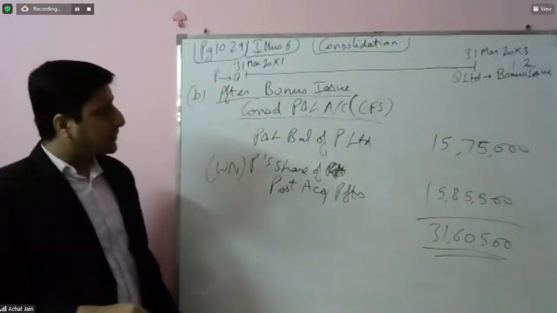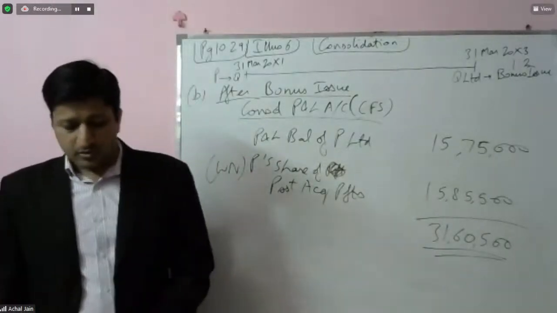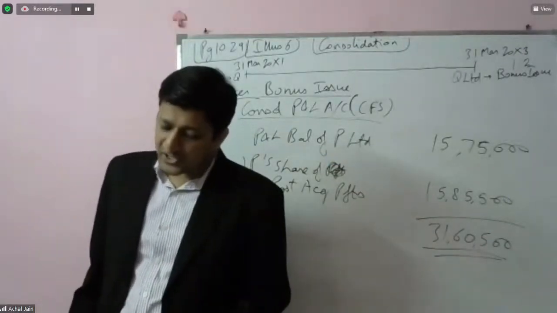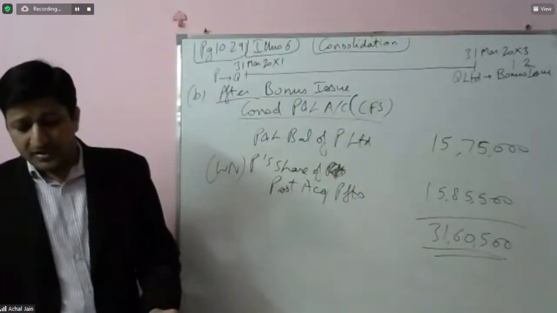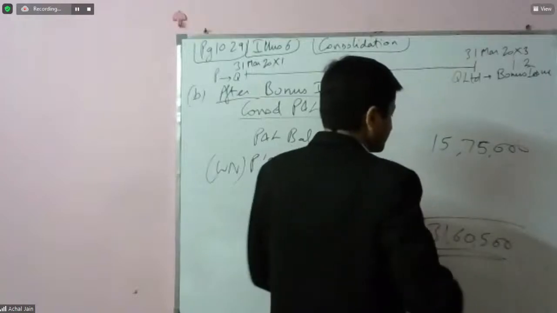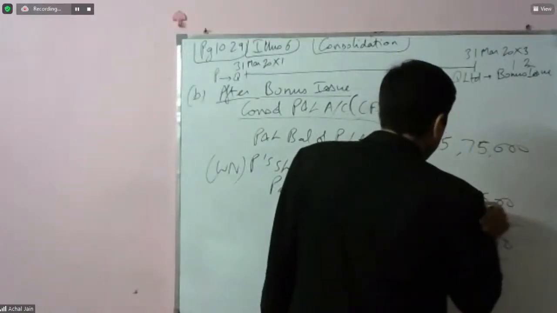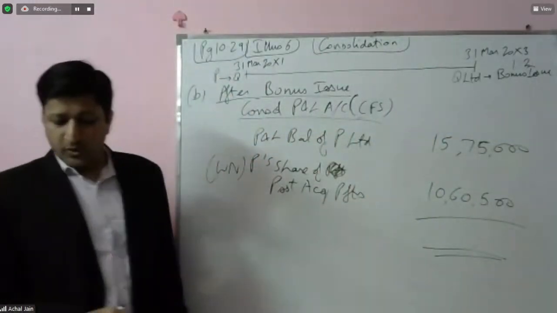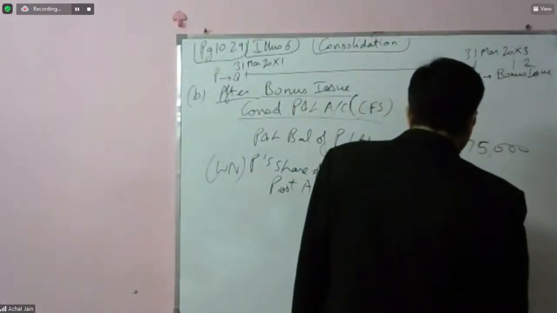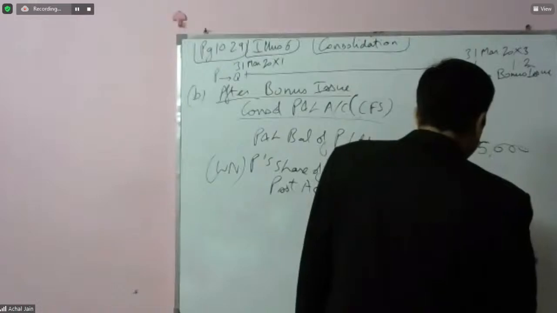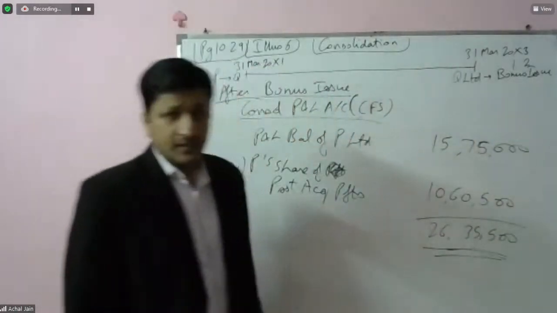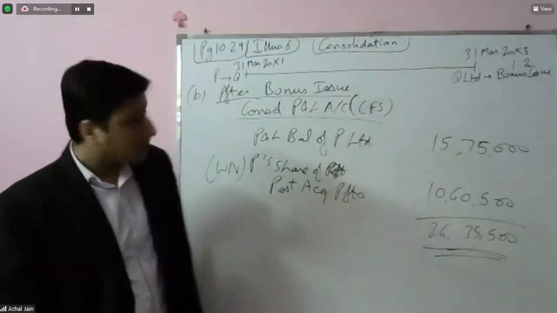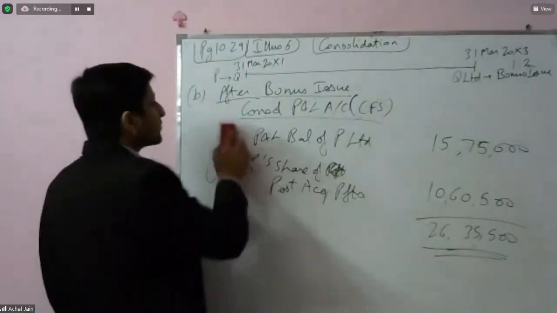I'll start with the consolidated P&L balance first of all. After the bonus issue, this balance of P will remain the same, though the share of profits of Q has changed. Instead of 15,85,500, this is 10,60,500. Correct. So now this would become 26,35,500. Okay. Now, moving on to the next part, cost of control or capital reserve.